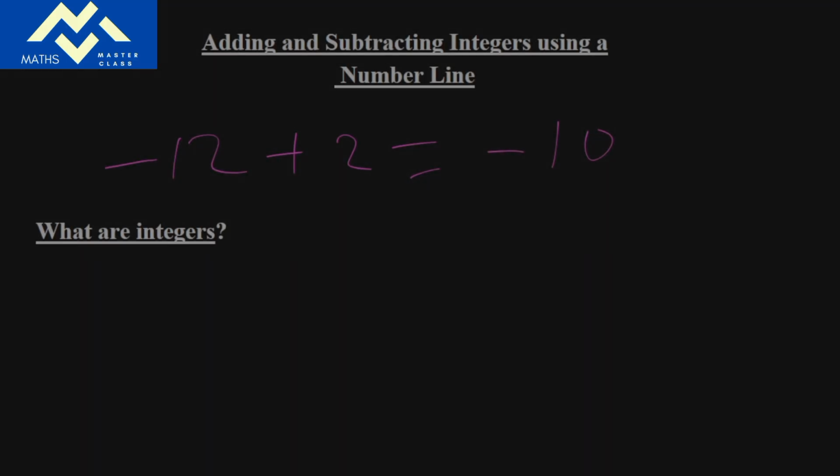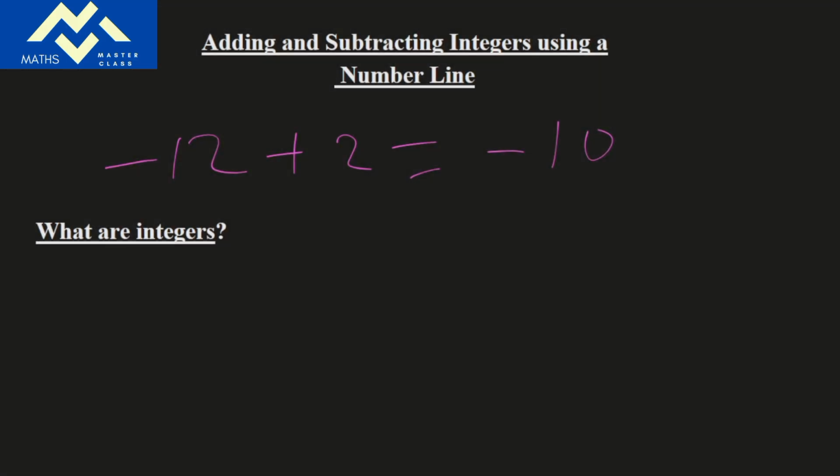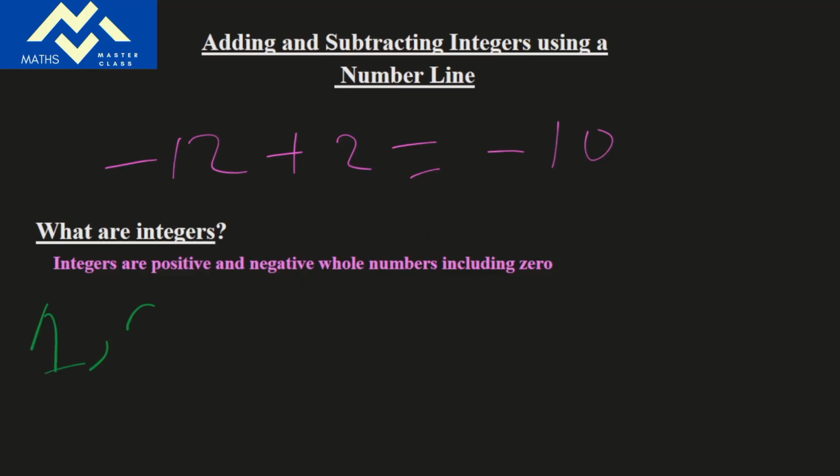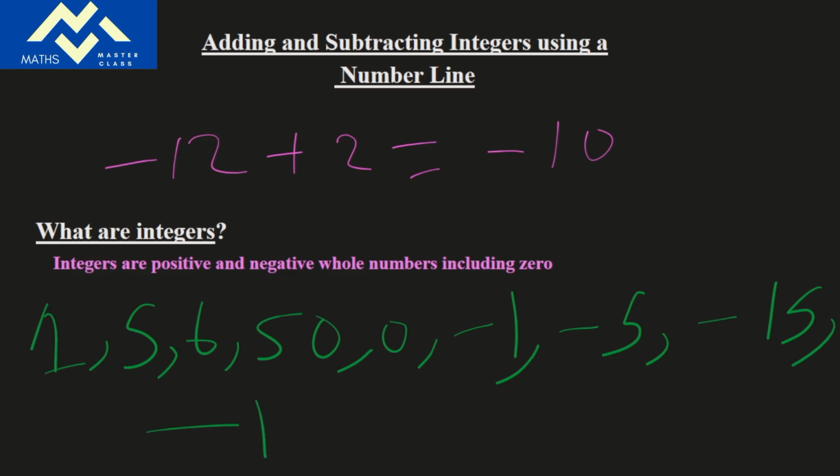What are integers? Before we start solving, let's understand what integers are. Integers are positive and negative whole numbers including 0. For example, 1, 5, 6, 50, 0, minus 1, minus 5, minus 15, minus 198, and so on. Notice carefully, there are no decimals. There are no fractions. Decimals and fractions are not integers.